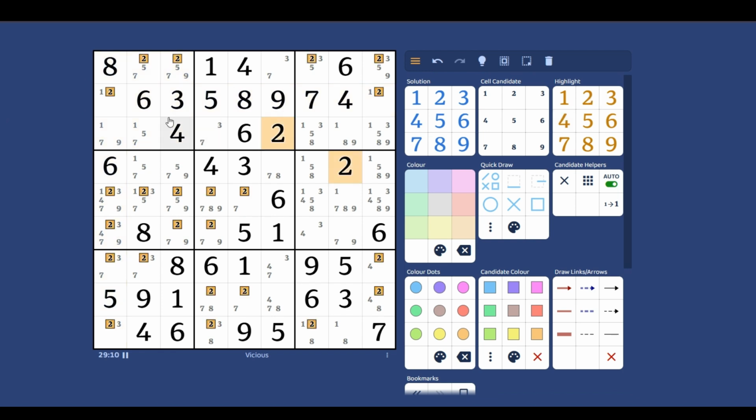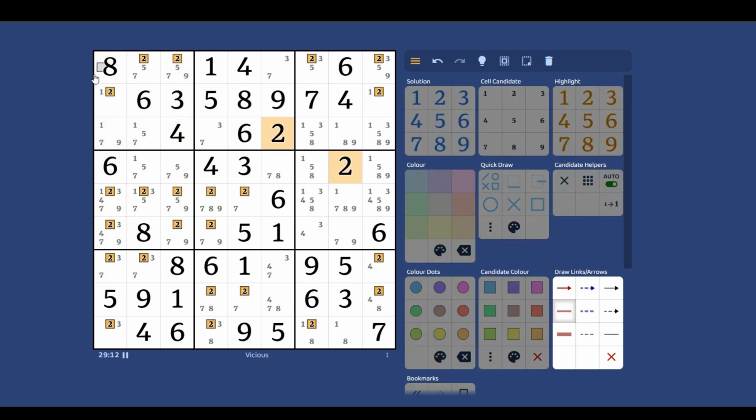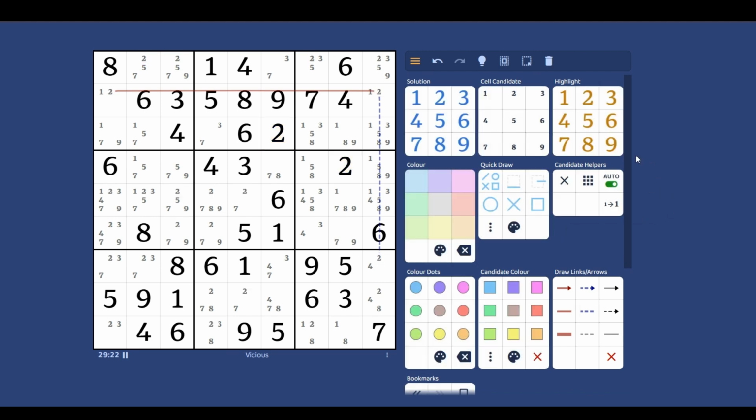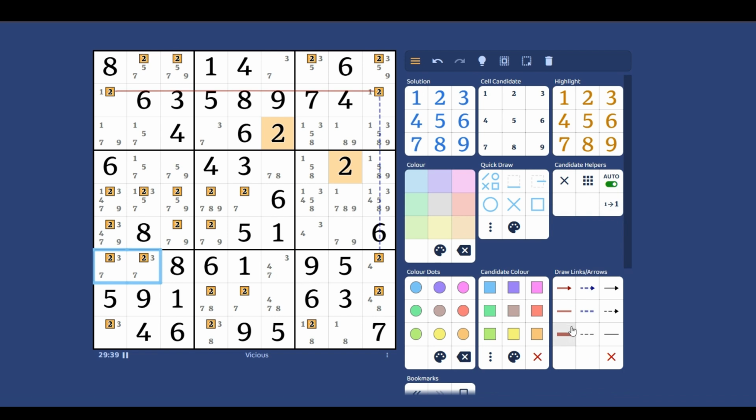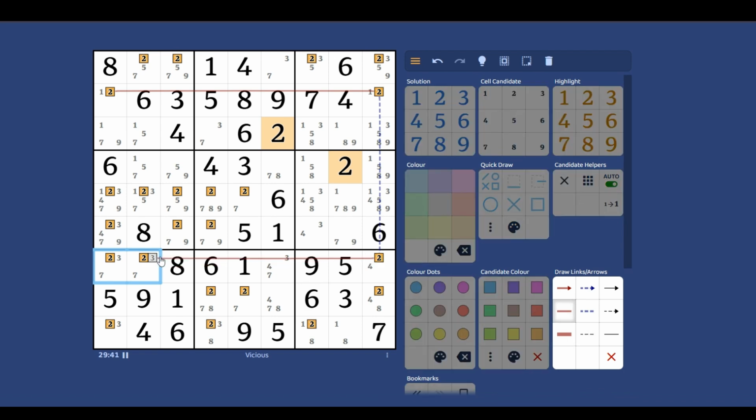So we'll notice that this 2 is bi-local in this row. So we're going to treat that as our first strong link. And we could use a weak link to bring it down to this row right here. And in this row, we can see that this 2 is strongly linked to this group of 2s right here. So I'm going to go ahead and draw a box around that group, and we could draw that strong link.